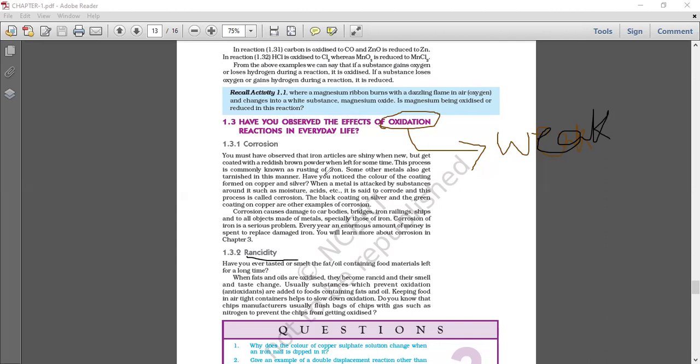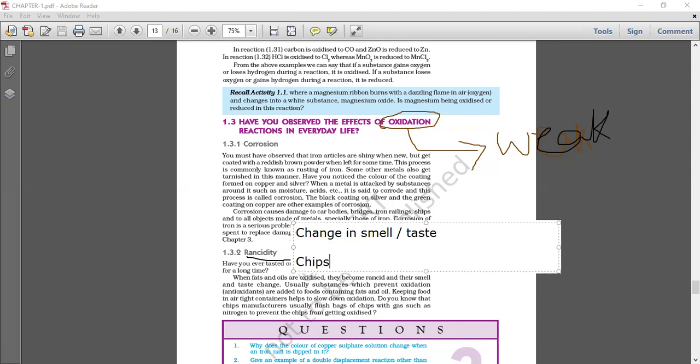Next, what about rancidity? Rancidity means change in smell and taste. So this is about rancidity. So when can we see a change in smell and taste? Suppose any oily item. Let us take chips. If you take chips or kurkure and expose it in open air, what happens? The smell changes, and the taste also changes. So that is called rancidity.